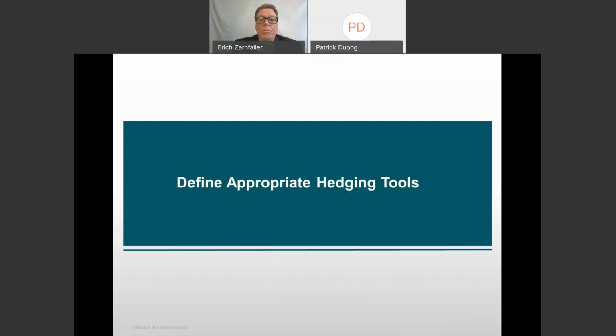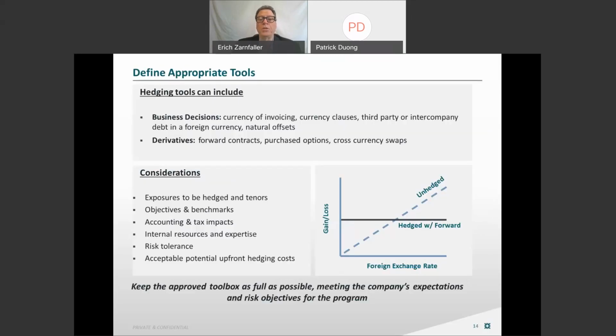In the next section, we review the hedging tools available, which should be defined and evaluated for inclusion in the policy. On the next slide, we discuss the appropriate tools, which can be divided into two categories on the top of the slide: business tools or decisions, and derivative instruments.